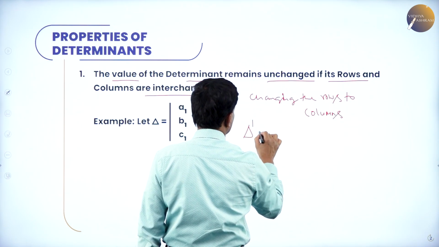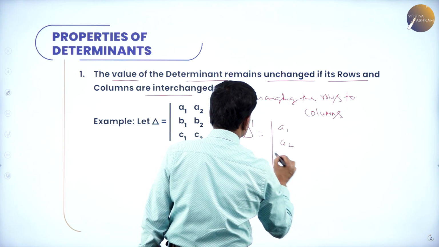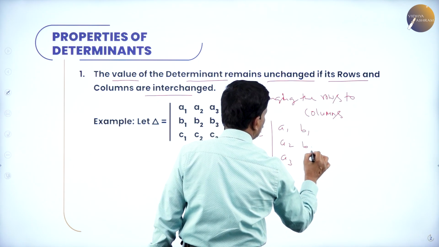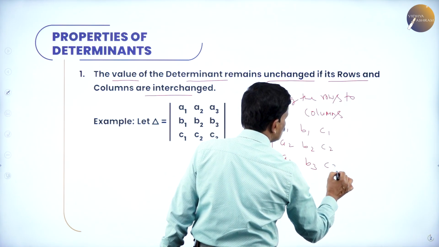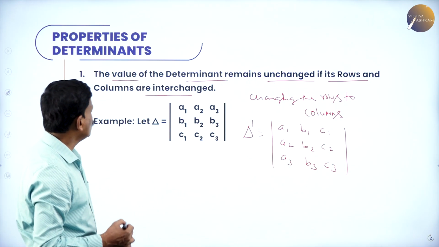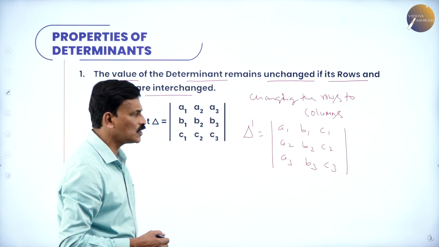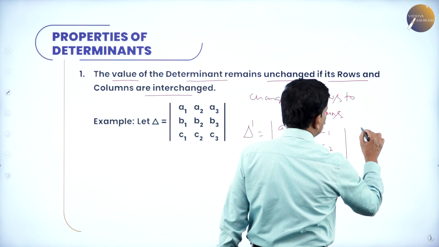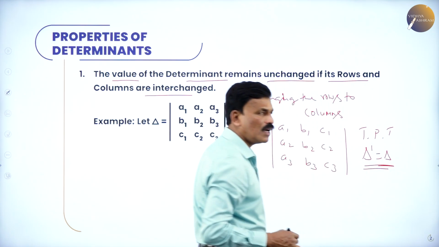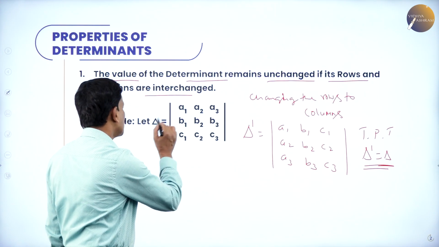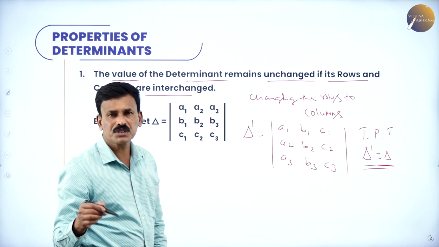Then we will get delta dash, where the first row becomes the first column: A1, A2, A3. The second row B1, B2, B3 becomes the second column, and the third row C1, C2, C3 becomes the third column. Now delta is the original, and after interchanging rows and columns we get delta dash. What is to be proved is that delta dash is also equal to delta, that is, the value remains the same whenever the rows and columns are interchanged.